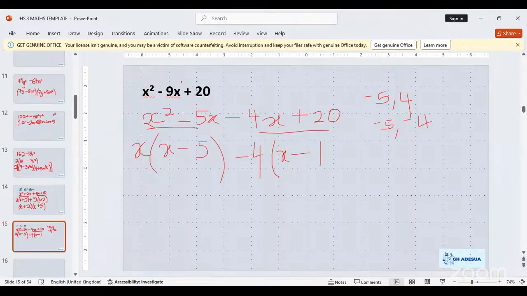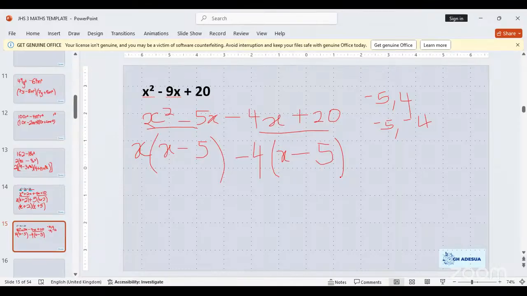Because we need to get the same answers in the bracket. So the number above, when you multiply, you have to get them again, right? Yes. And negative 4 times negative 5 is positive 20.